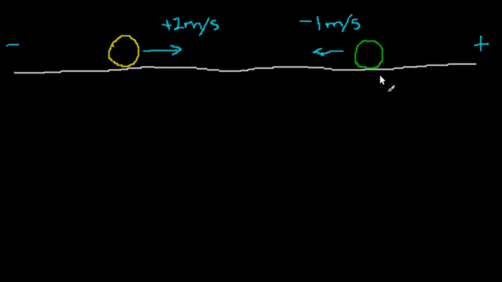Okay. And I also like to know what the mass of these objects are. So let's say the mass of this ball is 0.5 kg. Let's say the mass of this other ball is maybe 0.3 kilogram. Okay, we're all set then.